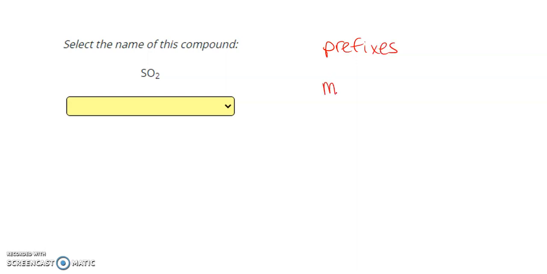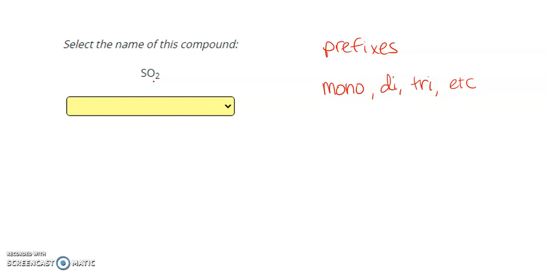Prefixes are like mono, di, tri, like that. Those go on the front of the element. But we'll see an exception in this one. The first element does not get mono. Okay, if the second element had it, then it would get mono, but the first element does not get mono. But any other number of atoms, we're going to use these prefixes.